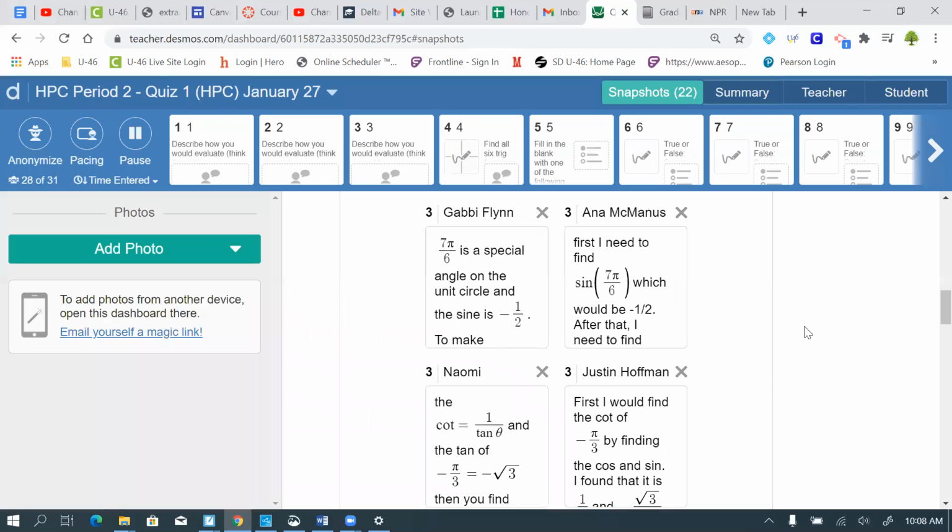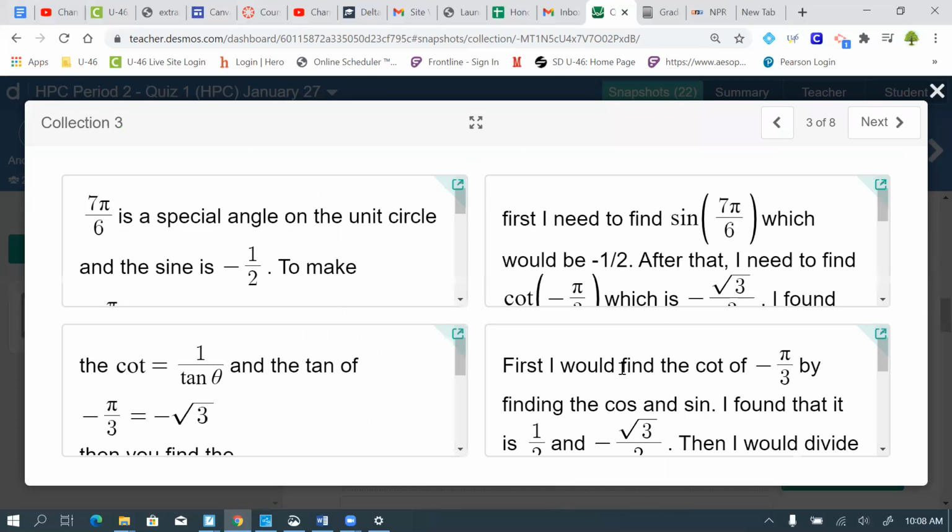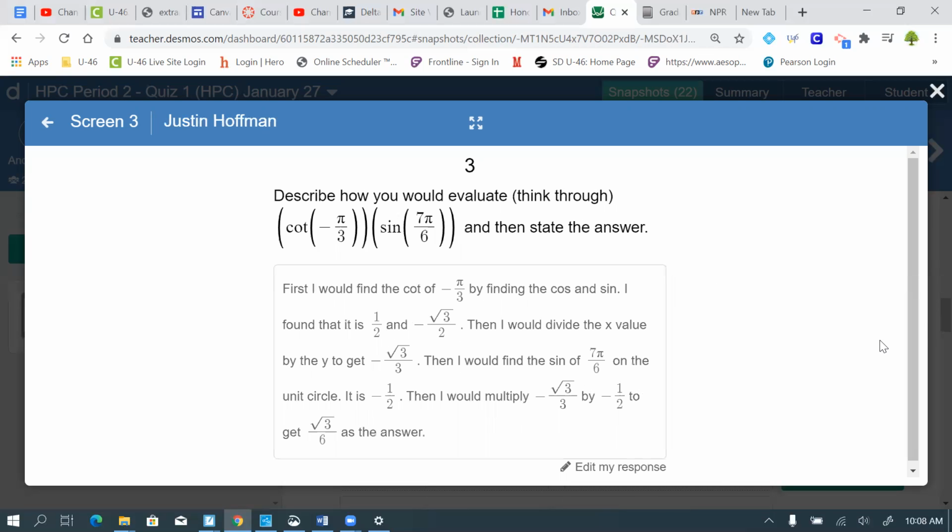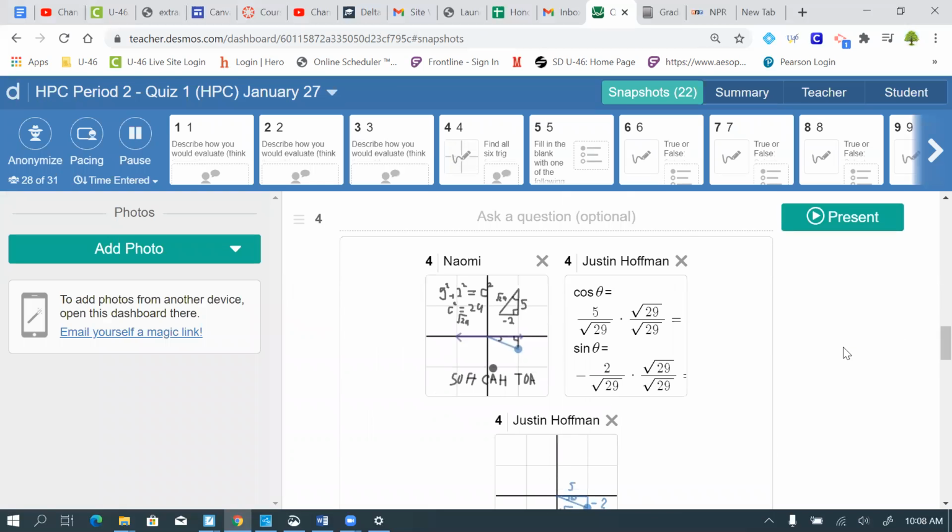Very good, Naomi. And then Mr. Hoffman says something pretty similar. Slide 4.